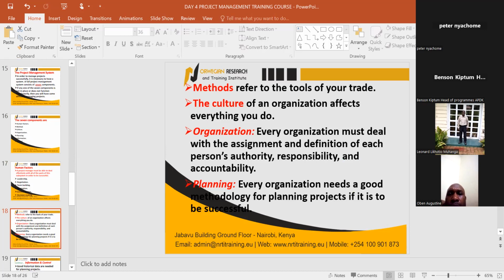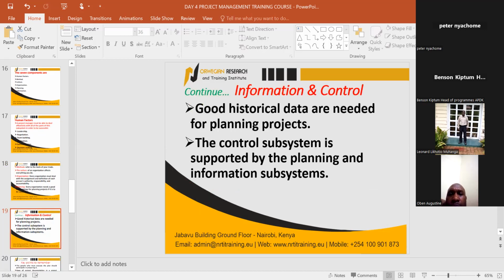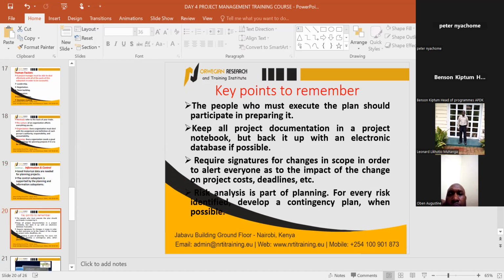Culture and organization affect everything you do. The way they are doing things is very important, because it's difficult for you to break the culture, but it's possible for you to break it using some good practices to infiltrate in between. Okay, planning process, that one you have already talked about. Information control. Okay, key points to remember.